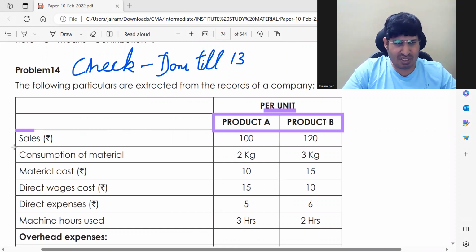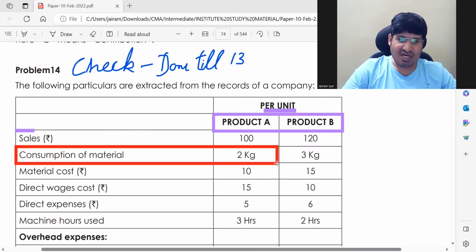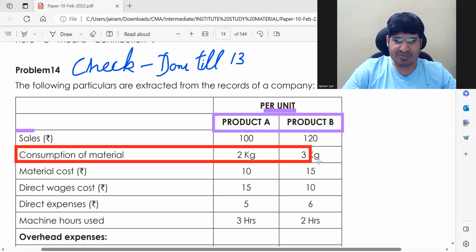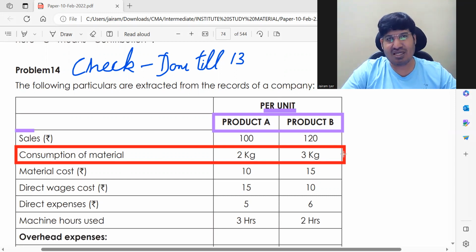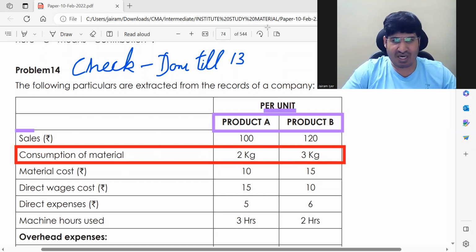So now, consumption of material is what they are given. That is, this is for 1 unit. For 1 unit, you need 2 kg of raw material. Here you need 3 kg of raw material. When this consumption of material data is given, it is just to find the key factor. If they tell you material is the key factor, you have to divide by this and find out. Take the contribution, divide by this 2 kg and 3 kg. So you will get contribution per unit of key factor if material is the key factor. If material is not the key factor, this line has no use.